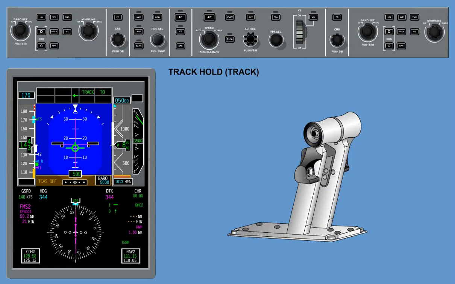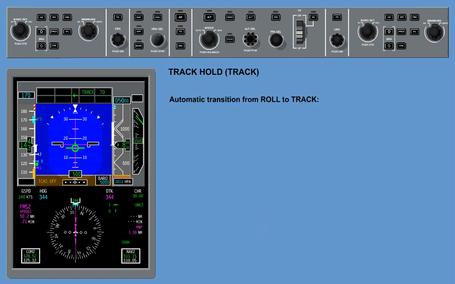Track hold, Track. The track select mode is used to intercept and maintain an inertial-derived airplane track from the inertial reference system. This mode is engaged automatically when go-around or takeoff is selected by the Takeoff Go-Around button. The automatic transition from roll to track occurs when indicated airspeed is greater than 100 knots and bank angle is at 3 degrees or below for more than 10 seconds. Selecting another lateral flight director mode disengages track mode. Canceling the vertical mode of go-around does not disengage the track lateral mode automatically.